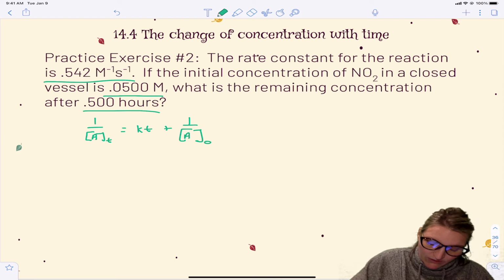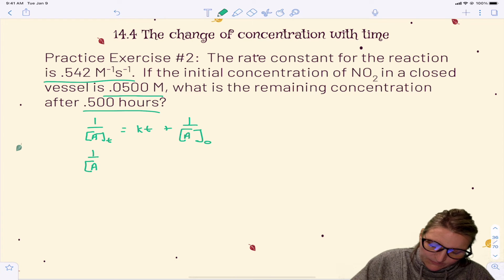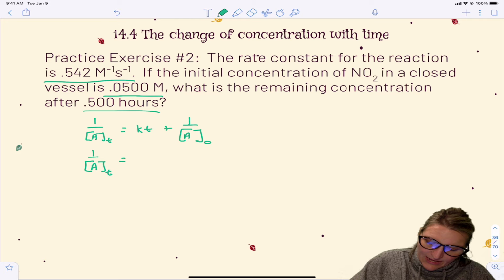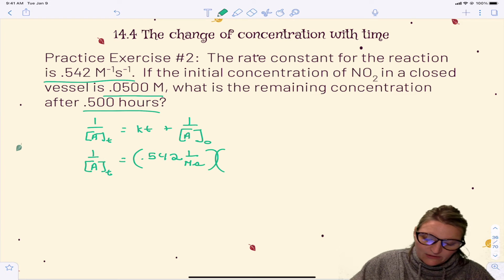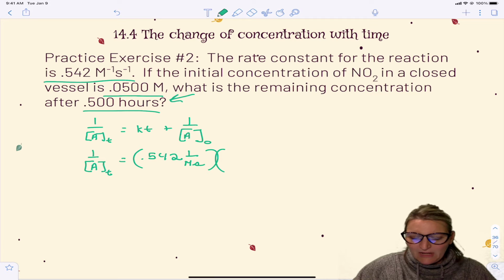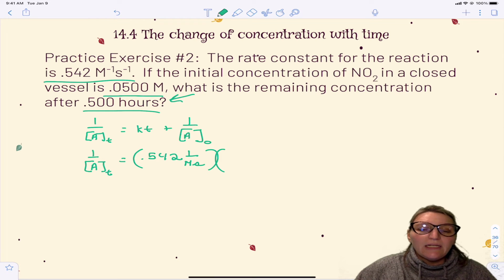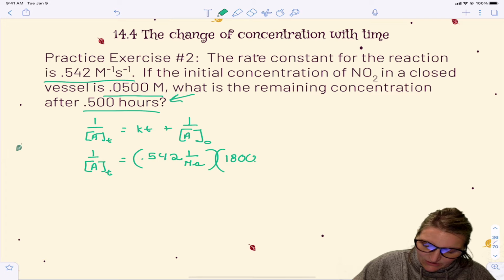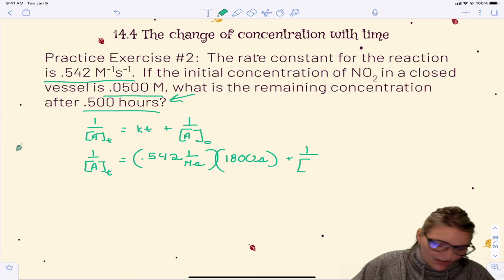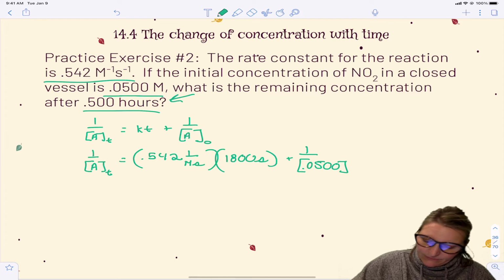Now just start plugging in what I know. k is 0.542, 1 over molarity times seconds. Time is half an hour, but since the rate constant is in seconds, I need the time in seconds. So 0.5 times 60 times 60 is 1800 seconds, plus 1 over the concentration of A at the beginning, which was 0.0500 molarity.